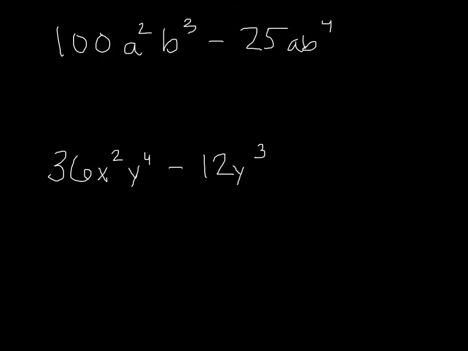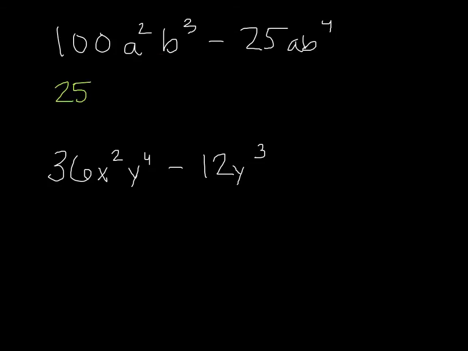So looking at the first problem, 100a squared b cubed minus 25ab to the fourth, I want to find the GCF of these two numbers. Because there's 25 cents and a dollar, I know that 25 is the GCF of each of these, and 25 goes into 100 4 times. So I know part of my GCF is going to be 25, and in the previous video I discussed how anytime you have variables you always look for the smallest exponent.